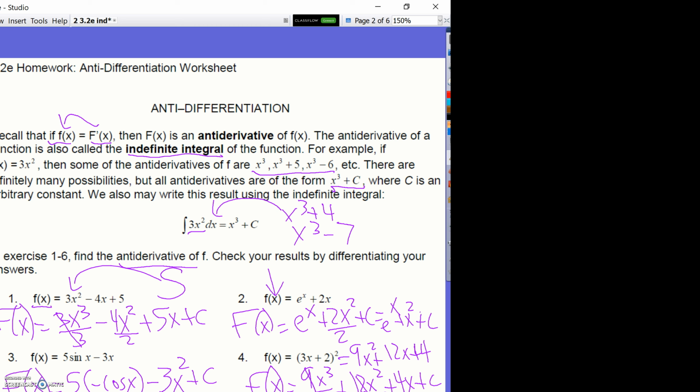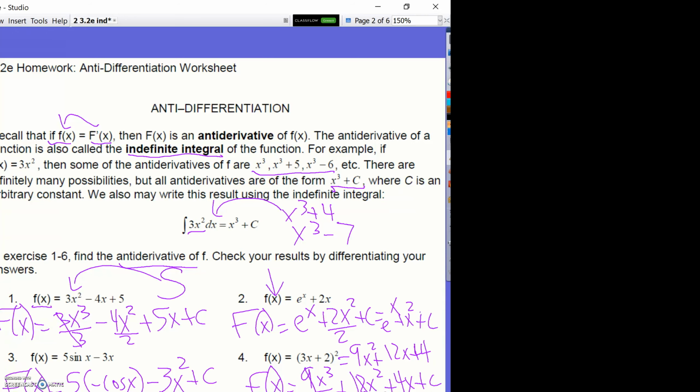4 pi is a coefficient. So you're going to leave that in front of what was your original function. The antiderivative of cosine x is positive sine x plus c. Last one on this group. What came first before that function? Capital F of x. 3/5 is our coefficient, so it stays in front.